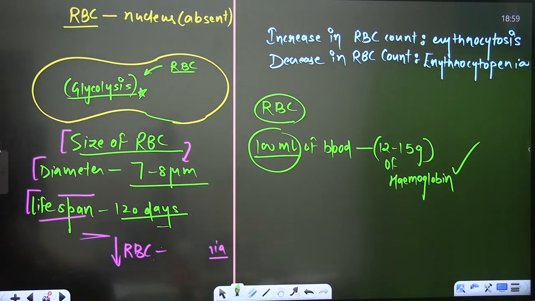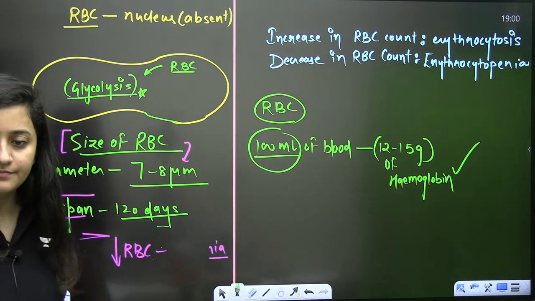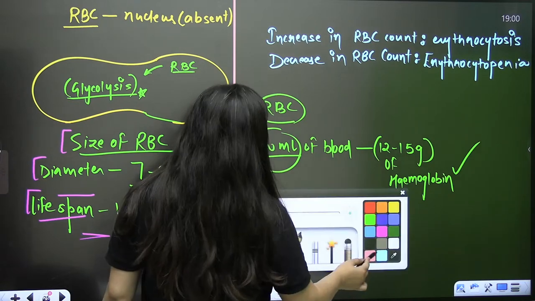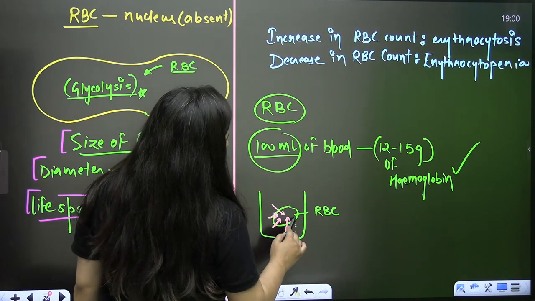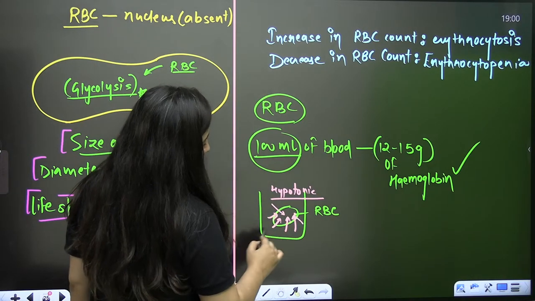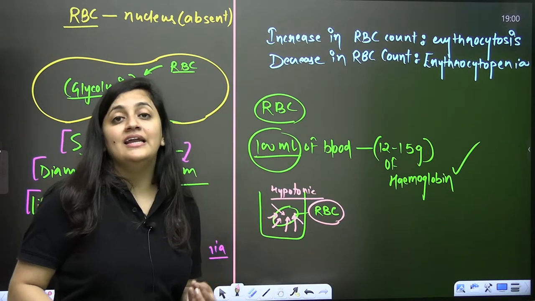So I'll ask you one question: if I put RBC in a hypotonic solution, what is going to happen? I'm going to put the RBC in the hypotonic solution. What is going to happen? It's a hypotonic solution, so water will move in, of course. Hypotonic means more water, less solute here. So there will be endosmosis. Your RBC can swell and even burst.